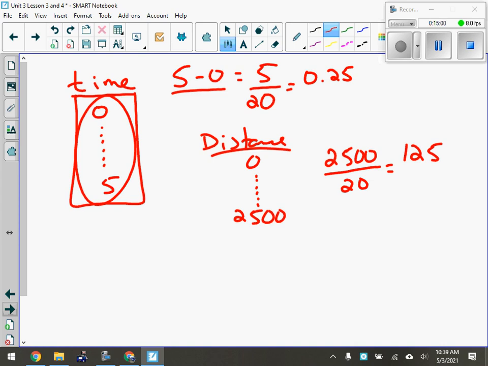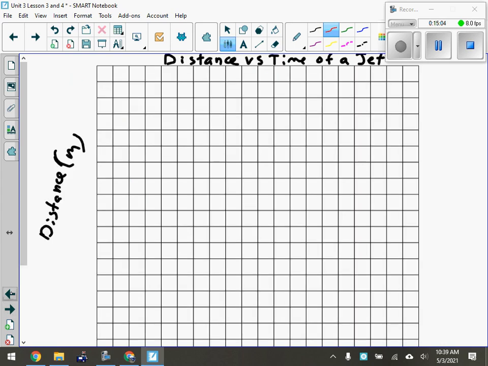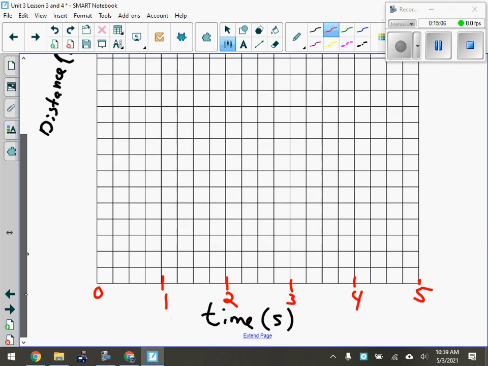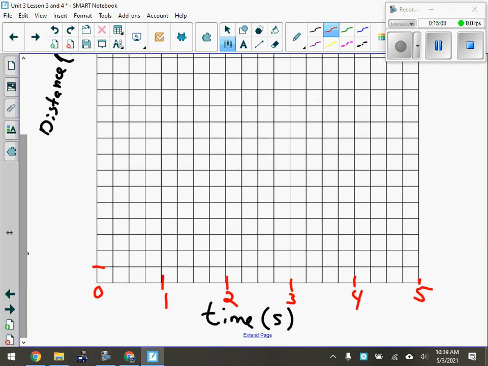That's from the table again. I take the range, 2,500 divided by 20, it's 125. That means every square going this way, that's 125. That's another 125. That's another 125. That's another 125, etc., etc.